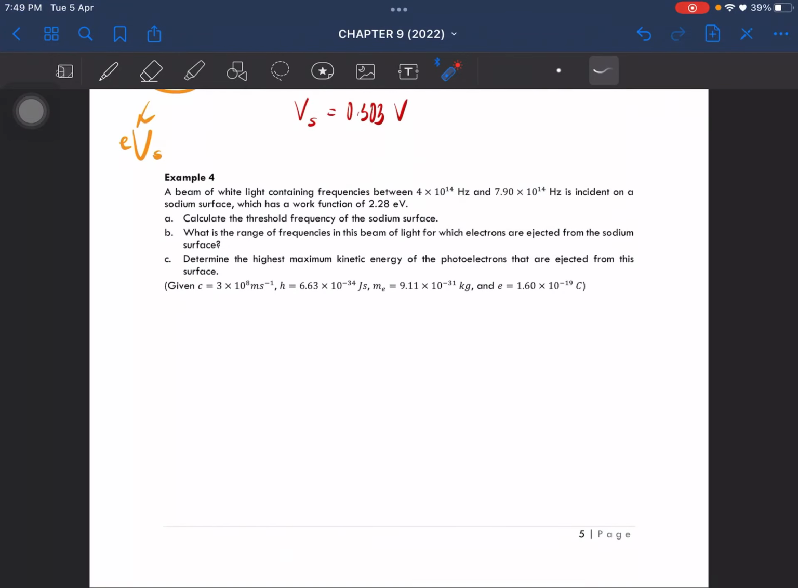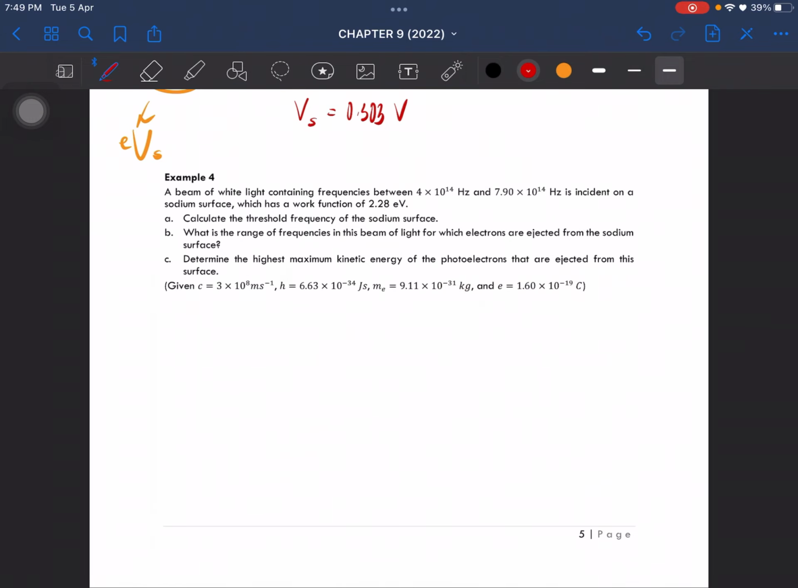Example number 4. A beam of white light containing frequencies between 4 times 10 to the power 14 Hz and 7.9 times 10 to the power 14 Hz is incident on a sodium surface which has a work function of 2.28 electron volts. Now we have to calculate the threshold frequency, the range of frequencies of this beam of light in which electrons are ejected from the sodium surface, and lastly, determine the highest maximum kinetic energy of the photoelectrons ejected from the surface.